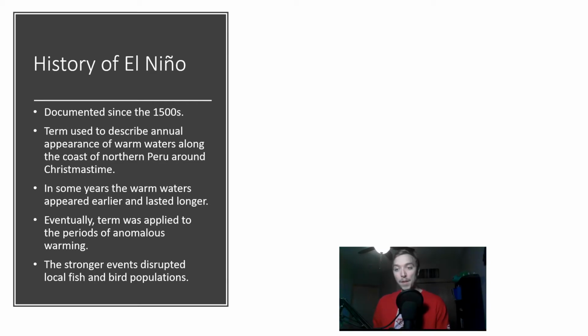The stronger events were observed to disrupt local fish and bird populations. So this was a way that the people of the time noticed some of these trends occurring, based on where these species were distributed and migrating from time to time.